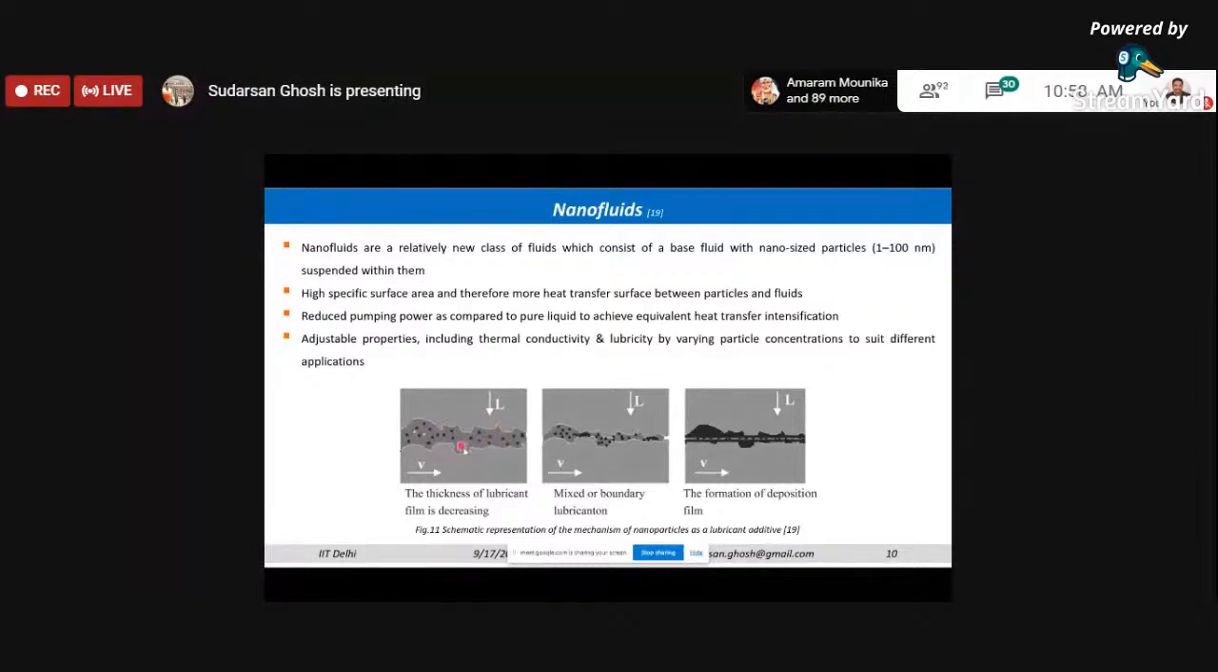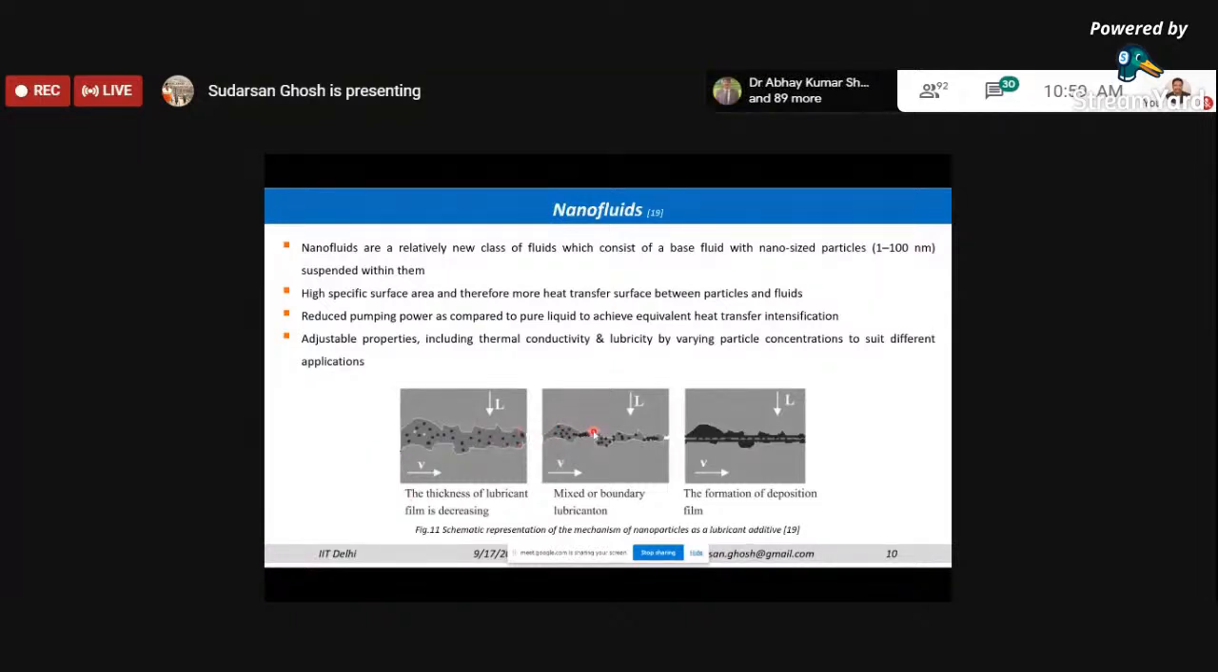Now these nanoparticles possess certain properties, like they have very high specific surface area, and consequently, because of this high specific surface area, what happens? The heat transfer surface between the particles and the fluids is greatly enhanced, and that is the reason why a lot of heat can be transferred using these nanoparticles in a fluid medium.